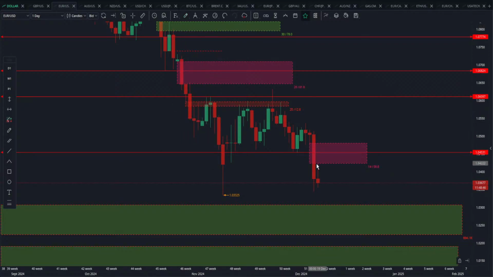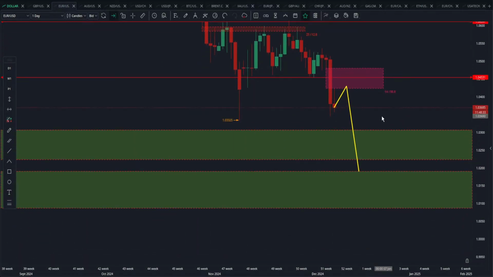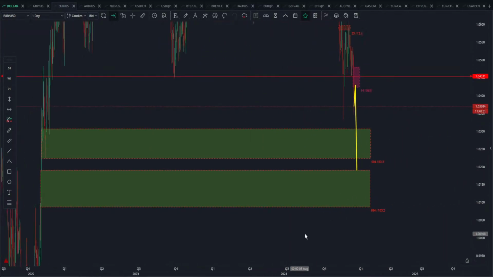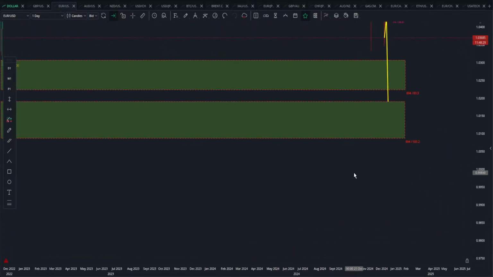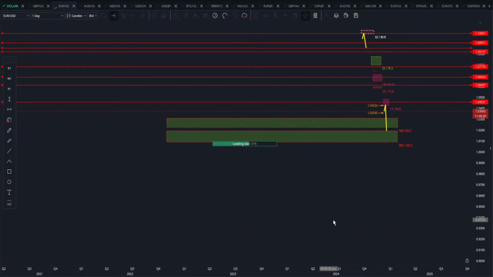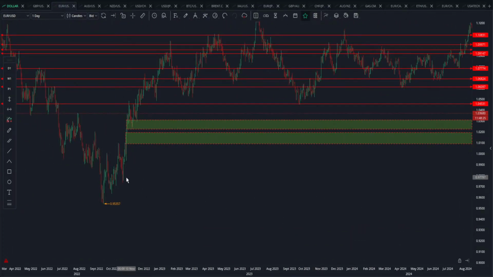Now, I'm expecting the price to go from here into this and then get rejected to the downside. First target will of course be this price high, and thereafter next will be this lower imbalance, lower fair value gap here on the daily chart. There's a lot of room to go to the downside in the euro.